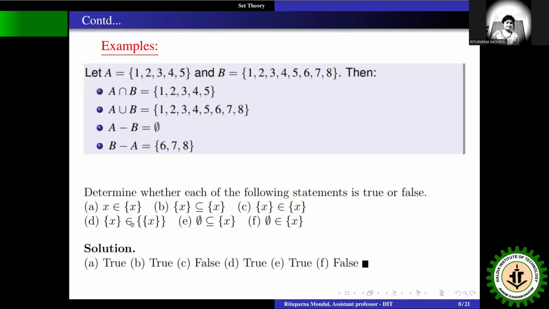So an element belongs to that set. Clearly, this is a true statement. And here phi is a subset of X, it is true because the empty set is a subset of any other set. So this statement is also true. And here phi belongs to this set, it is not true. Because this set contains only one element, phi is not an element of this set. So that is why it is a false statement.